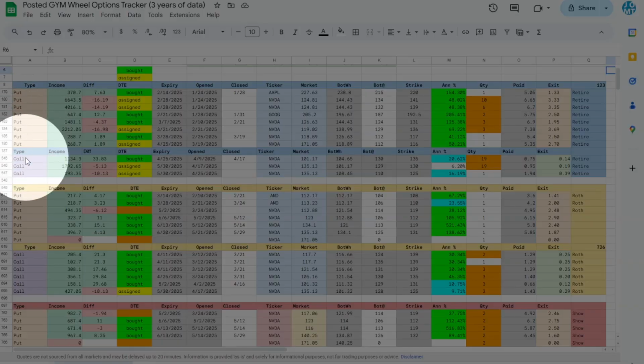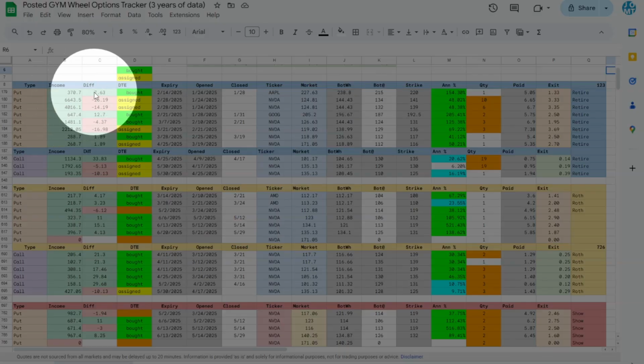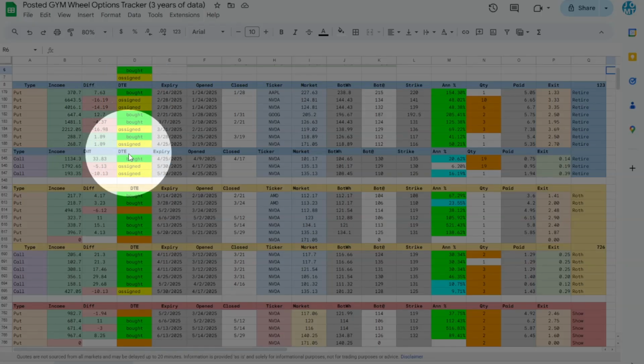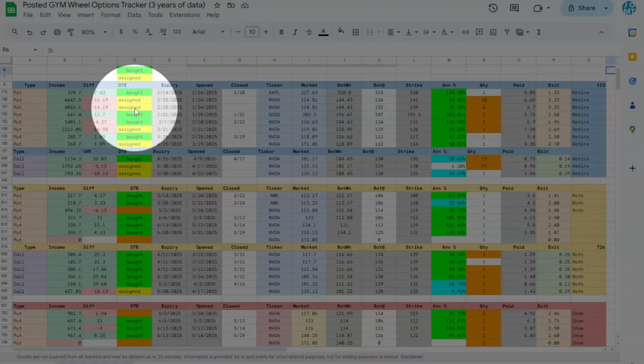First is the type, put or call. That just tells me what kind of contract the trade is. Income is the premium I made or expect to make once the trade closes or expires. Diff shows how far the trade is from the strike. Green means the trade is out of the money. Red means it's in the money. DTE is days to expiration while the trade is open, or how the trade ultimately closed.